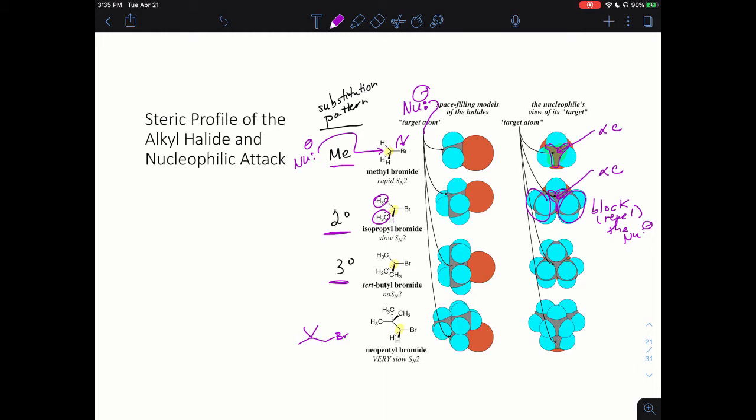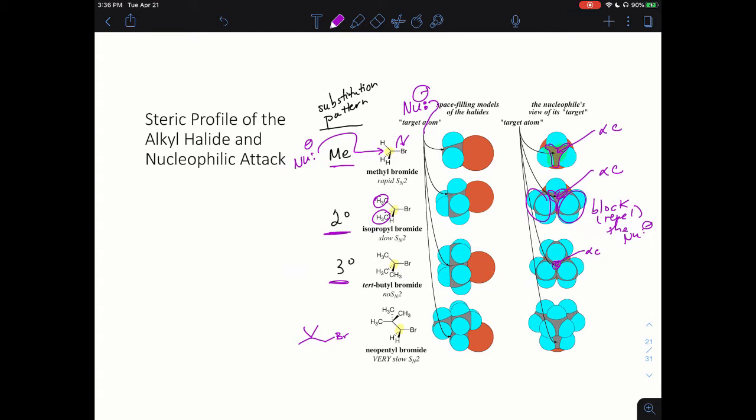With tert-butyl bromide, a tertiary halide, we can see there's just the tiniest little sliver. That's the alpha carbon. That's all that's exposed right there for the nucleophile to get in. We have 3 methyl groups blocking the nucleophile's attack. So that explains why methyl would be 1,000 times faster than the reaction of the secondary, and the tertiary would be so slow that we're not even going to observe reaction.